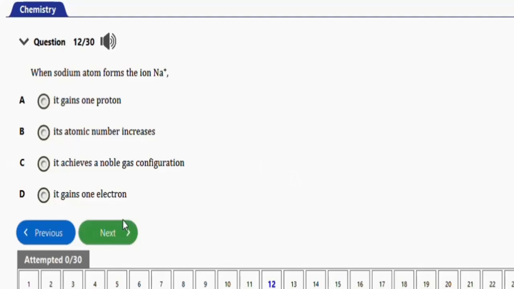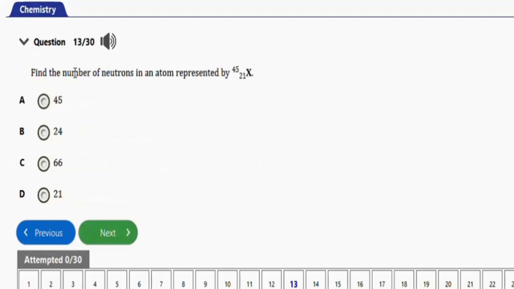Next question will be this one. It says, find the number of neutrons in an atom represented by this. To get the number of neutrons, since neutron plus proton number equals mass number, it's simple mathematics. So to get the value of neutrons, you now do 45 minus 21. You're going to have 24. The right option is option B.